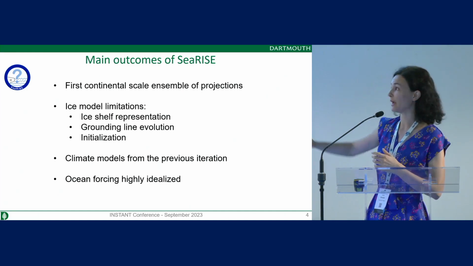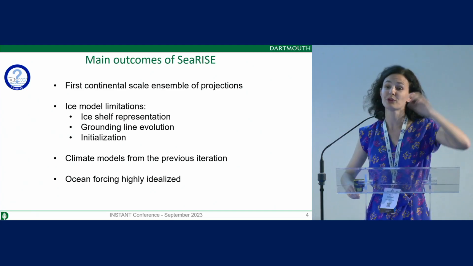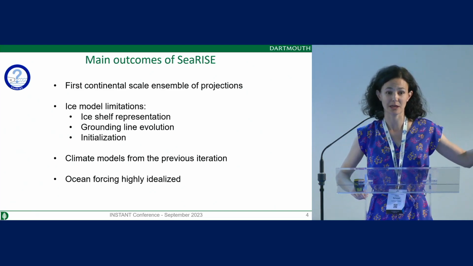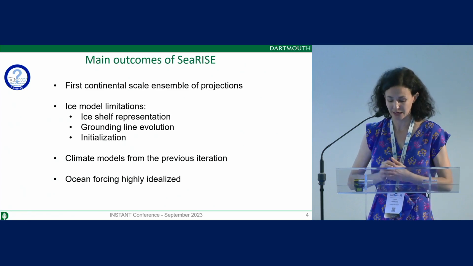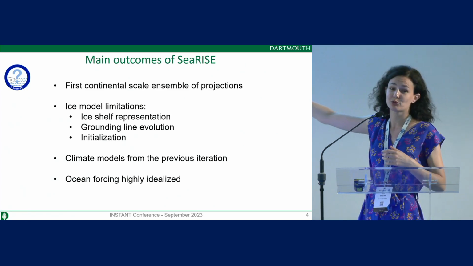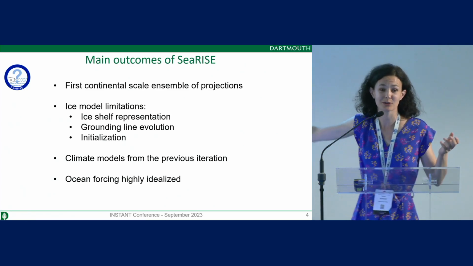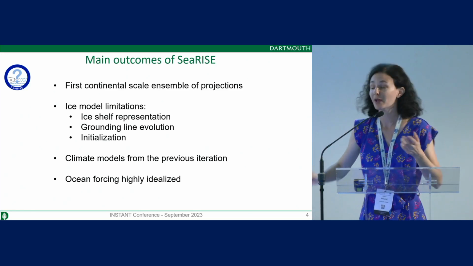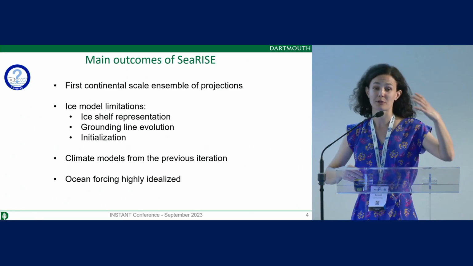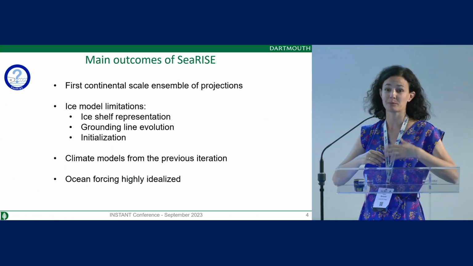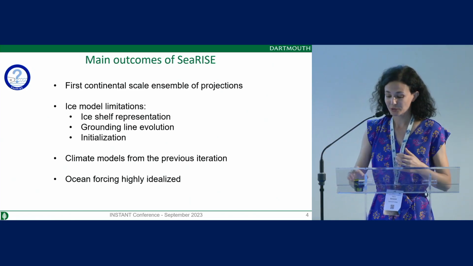We also relied on climate models that were from the previous generation of CMIP at the time because of timescales and things like that. And some of the forcings were really highly idealized, such as this ocean forcing that I just talked about. But that sets the stone and the pace for moving forward and just a place to start. So what happened after that?